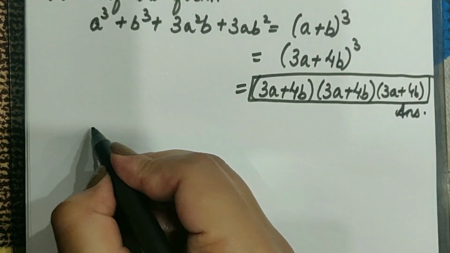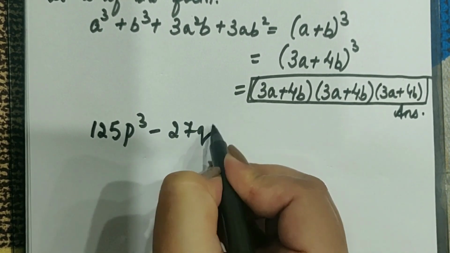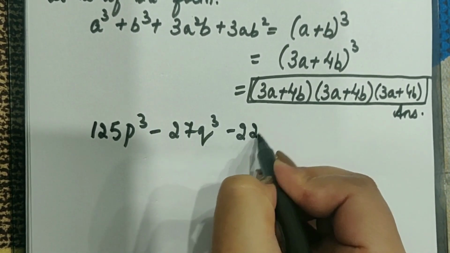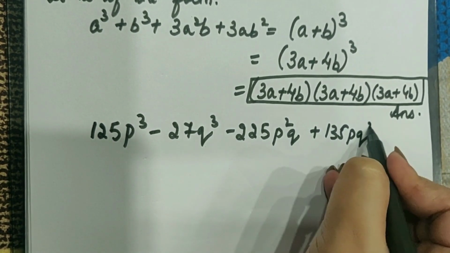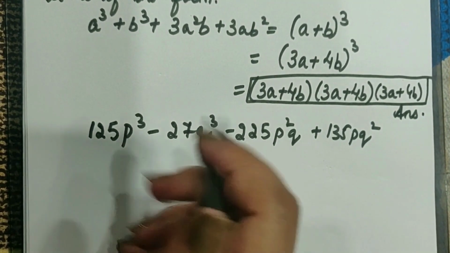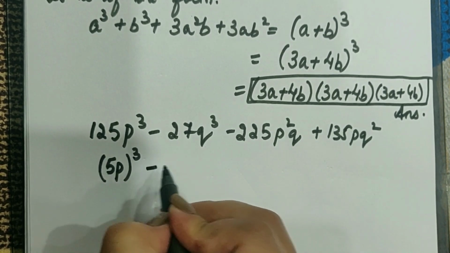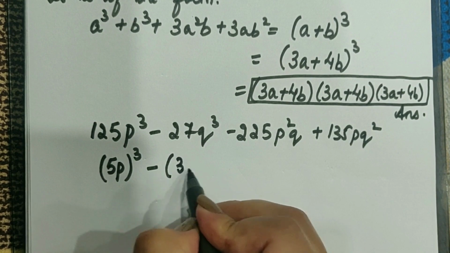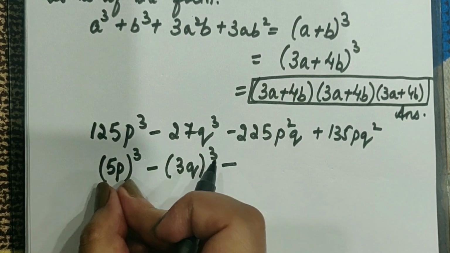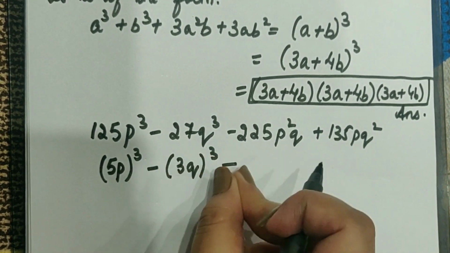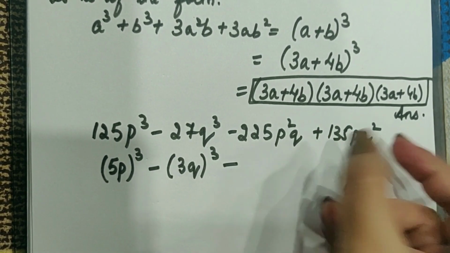Let's take the next example. 125p^3 − 27q^3 − 225p^2q + 135pq^2. Now see, this 125p^3 can be written as (5p)^3 and 27q^3 can be written as (3q)^3. Now see which form it is turning out to be: a^3 − b^3 − 3a^2b + 3ab^2.